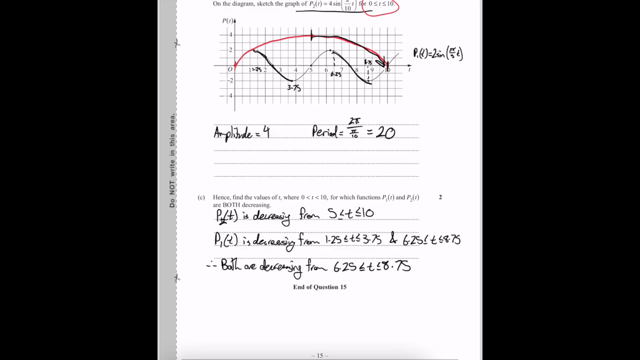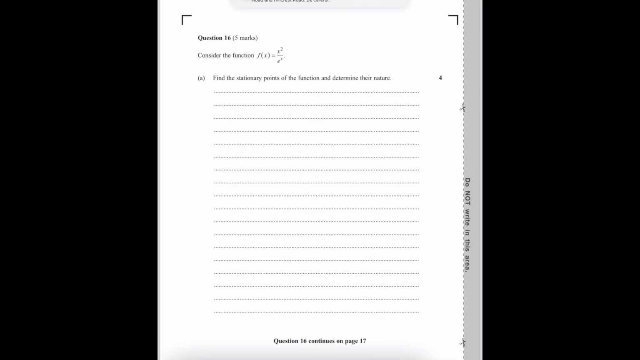That's our answer. Question 16 says, consider the function f of x equals x squared on e to the x. And part A says, find the stationary points of the function and determine their nature. So to find the stationary points of a graph, we need to differentiate, set the derivative equal to 0, and essentially just go from there.